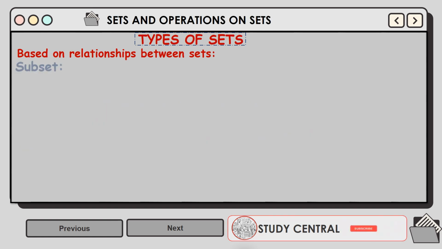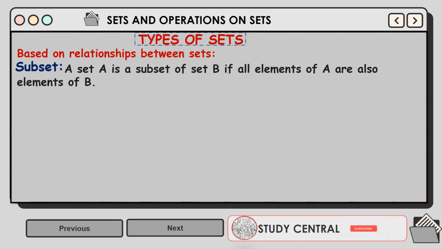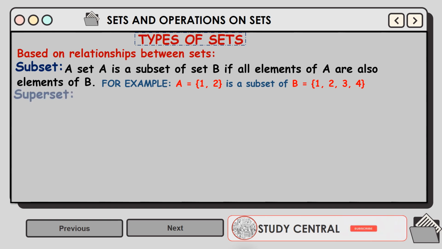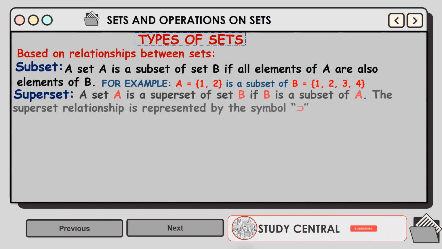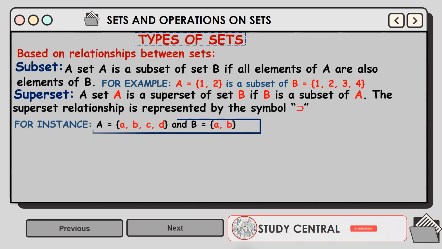Now, a subset. A subset is a set whose entire list of elements are also members of another set. A set A is a subset of B if all elements of A are also elements of B. For instance, all elements of A are also elements of B in the example below. Consequently, A is a subset of B. Again, A is a superset of B if B is a subset of A. For instance, in our example below, B is a subset of A, and for that matter, A is a superset of B.